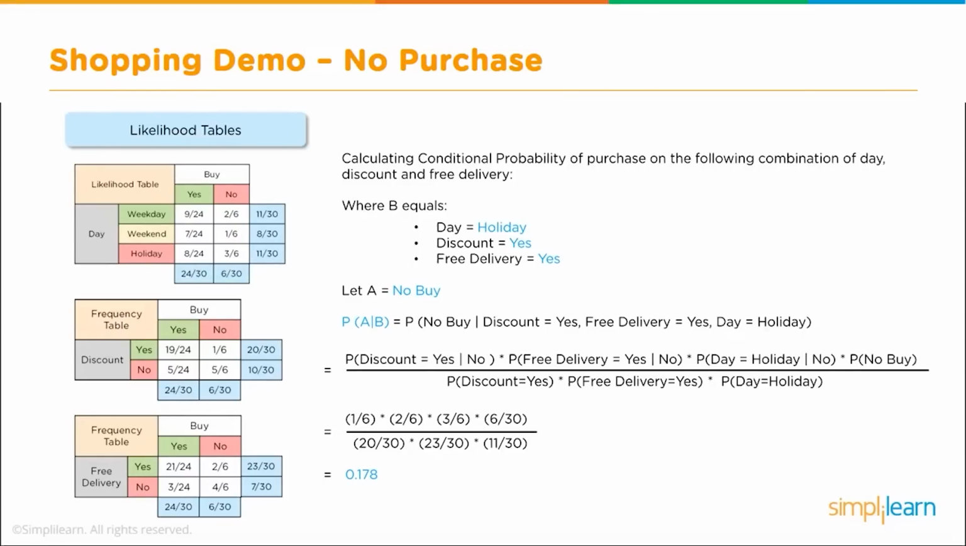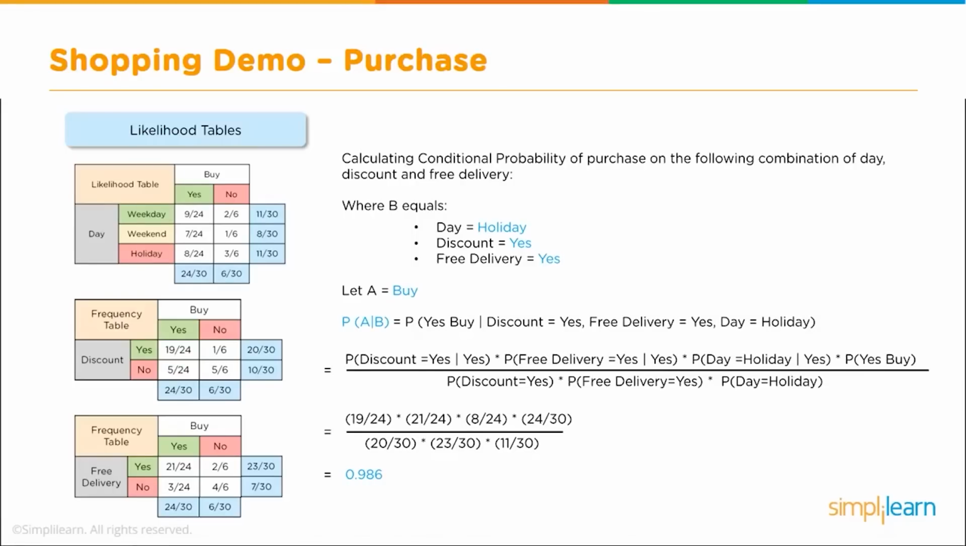So in our probability math, we have a 0.178 if it's a no buy for a holiday, a discount, and a free delivery. Let's turn that around and see what that looks like if we have a purchase. I promise this is the last page of math before we dig into the Python script.